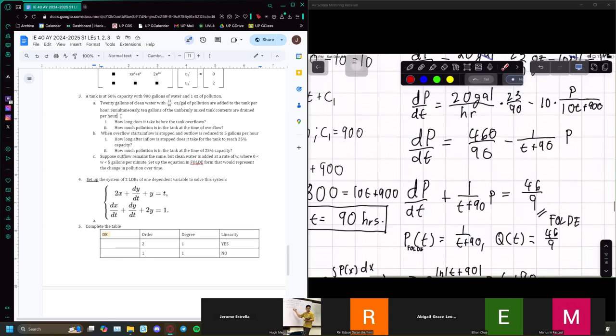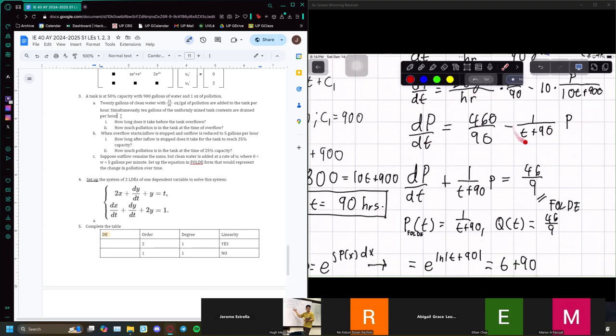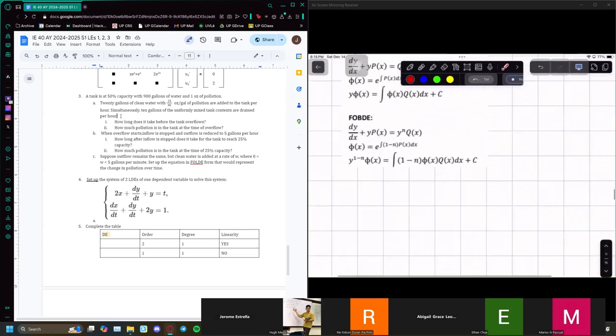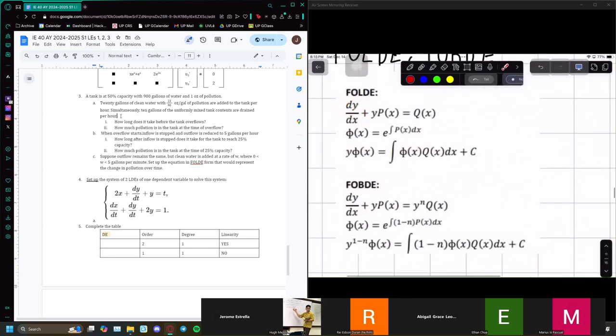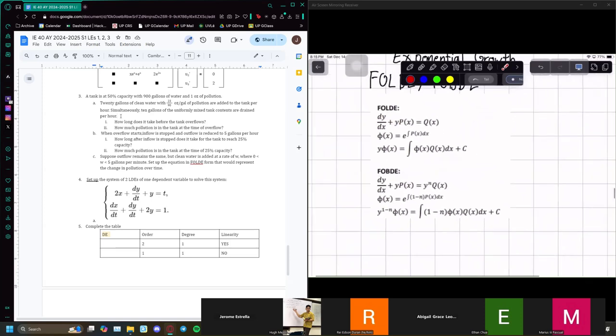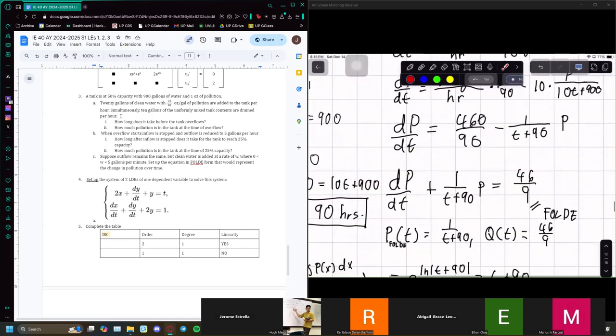And then from here, you can change this into folder form. So just transfer the term that has a p in it, since if you check folder form, it should be dy over dx plus y. And in this case, our dependent variable is p. So p is our y. And sorry, it's medyo confusing na yung sa formula is also a p of x.